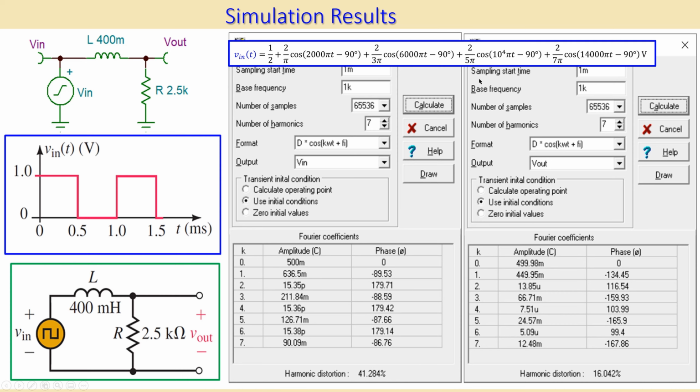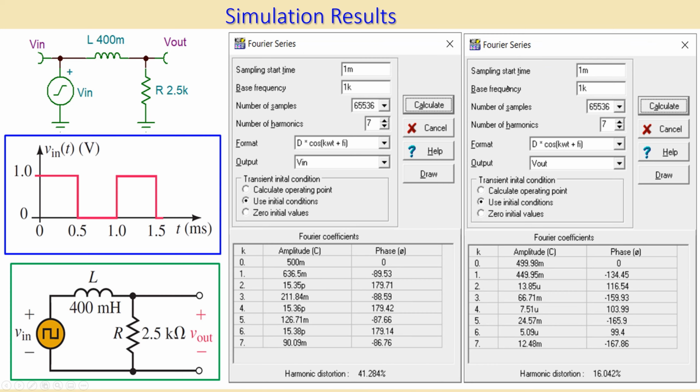Now, again, in a similar form, we have the output situation. So what we have is the Fourier series of the output. Again, we start sampling at 1 millisecond, and again the base frequency and the number of samples, and I go to the seventh harmonic. Again, the K is here the N. So what you see is the output DC is almost 500 millivolts, which is actually what we have.